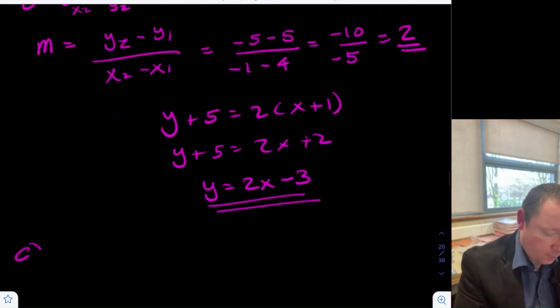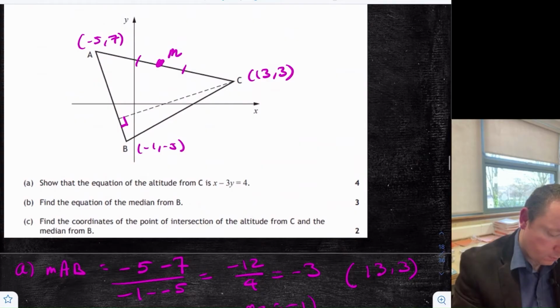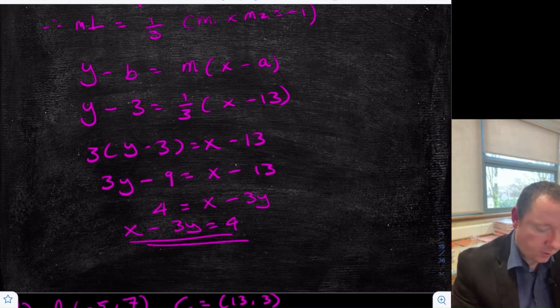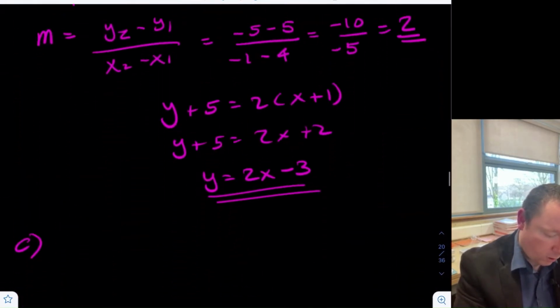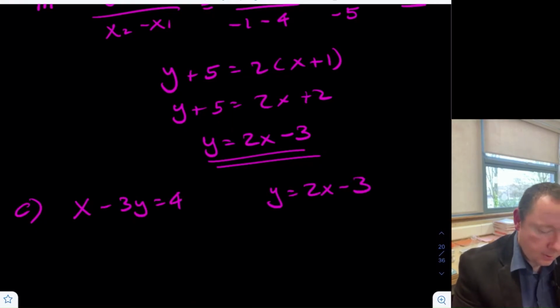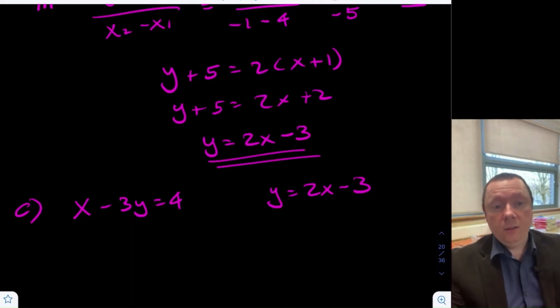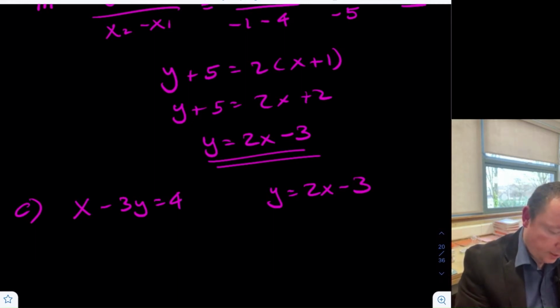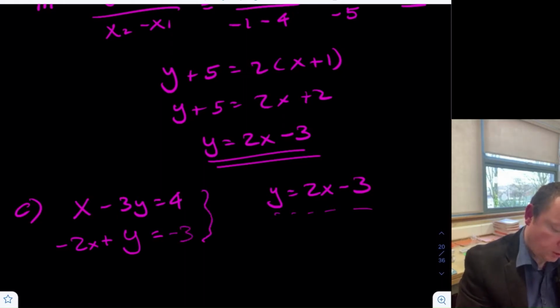Okay, part C, find the point of intersection between the altitude and the median. So we've got 2 equations. We've got x minus 3y equals 4, and we've got the other one we've just worked out. So let's note these down. x minus 3y equals 4, and y equals 2x minus 3. You can do this any way you want, but I'll just make them both look the same. So taking this one and putting it underneath, we've got minus 2x plus y is equal to minus 3. And we've got 2 simultaneous equations we can solve.